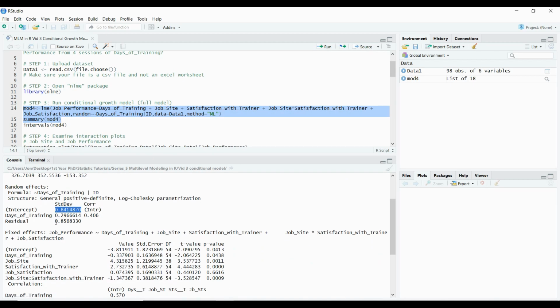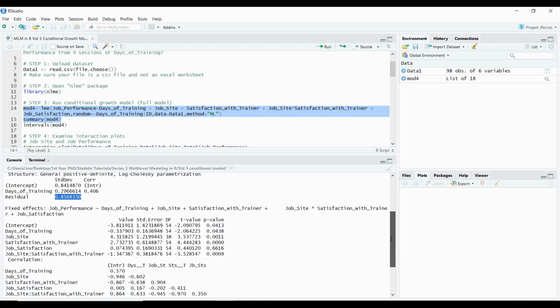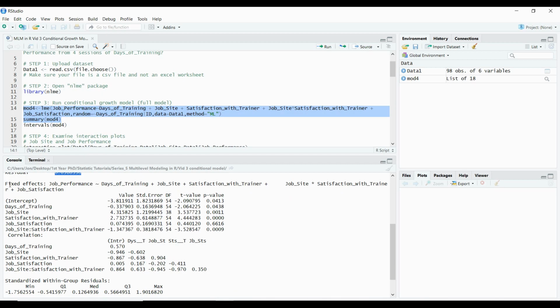We can look at the intra-class correlation coefficient to see how much clustering is still apparent within the data. And then finally, and the more important thing really, is to look at these fixed effects. These fixed effects we have here. Let's begin with the interaction. We have job site with satisfaction with trainer, and it is significant. What's interesting here is that the value is negative, but it's really negative in the sense, which I'm going to show momentarily, based on how things are coded within your data.